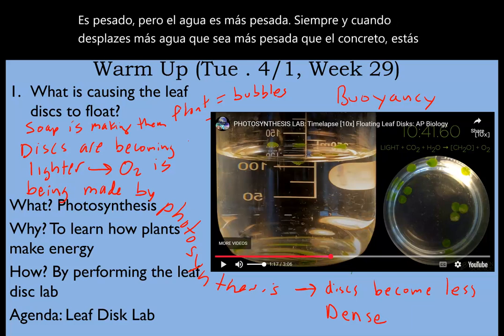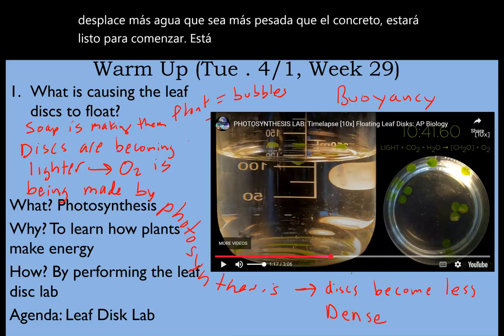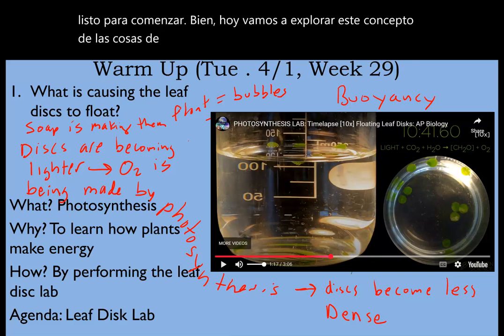Okay? So today we're going to explore this concept of density, things sinking, things floating.